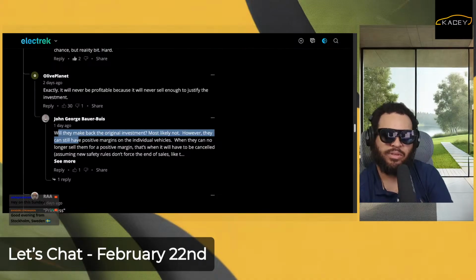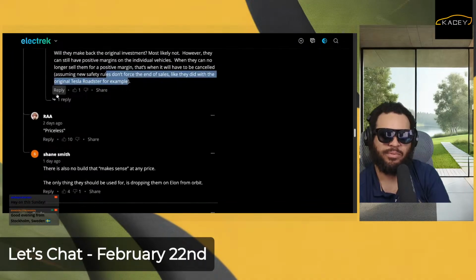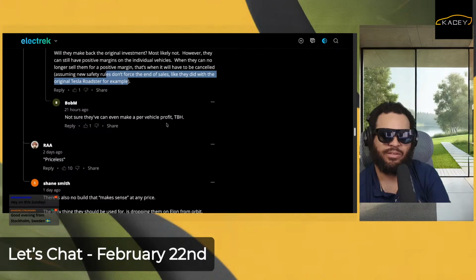However, they still can have positive margins on the individual vehicles. When they can no longer sell them for a positive margin, that's when they have to be canceled. Assuming new safety rules don't force the end of sales like they did with the original Roadster, for example. I don't think it was safety as much as it was that Lotus canceled their vehicle.